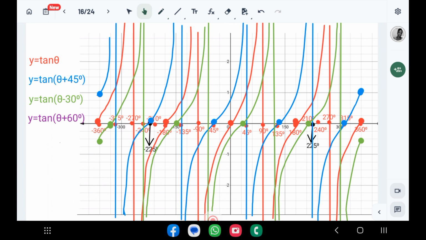Now the purple graph has been shifted 60 units to the left. When we have plus, that's to the left. Shifting left and right basically is you're twisting your mind. If it's plus, left. If it's negative, right. All right, so we're shifting this 60 units to the left, 60 degrees to the left. So we go back to the red graph and we count 1, 2. Okay, 1, 2. So that's where the first x-intercept will be. Let's shift the asymptotes first. 1, 2. So this is where the purple asymptote will be at 30 degrees.